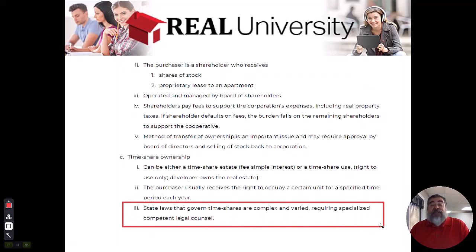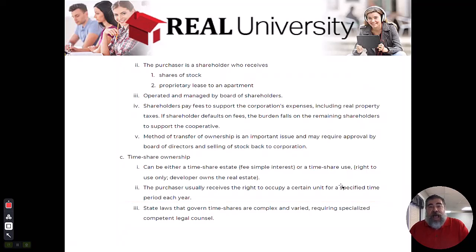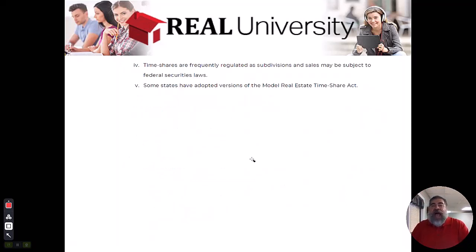actually have specialized laws for timeshare. I know Florida has some huge timeshare laws that are very restrictive down there because it is very common. As a matter of fact, that's where my timeshare is, down in Florida. All right. So that is how timeshares work, and they are regulated or created or subdivided by the original developer that is going to sell these and create this timeshare type of scenario.